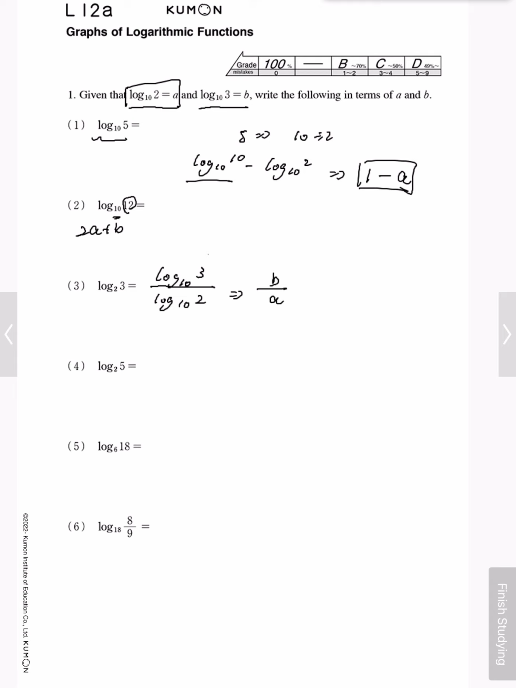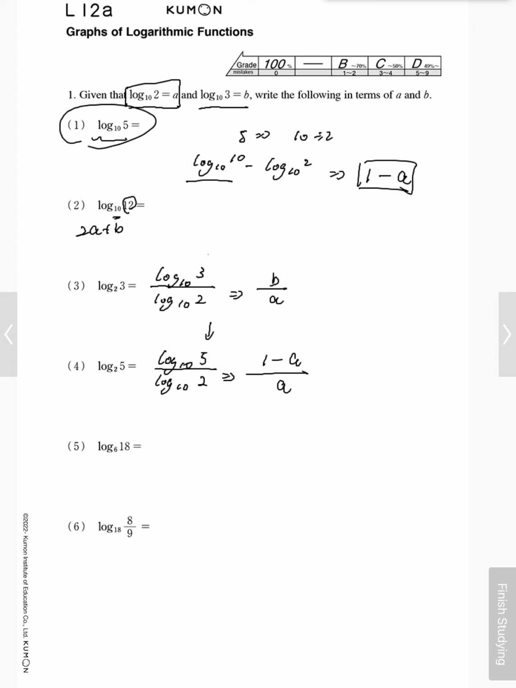So number 4, all right. What I want to do first, I don't have any base 10, so I want to create a base 10. So I have the 5 written down here and 2 written down here, log base 10 and log base 10 over here. And according to before, I already know that this is going to be 1 minus a, right? According to question number 1, I can just use it. Be smart on that. And the next one, I know that log base 10 of 2 is just equal to a, so the answer will be 1 minus a over a.